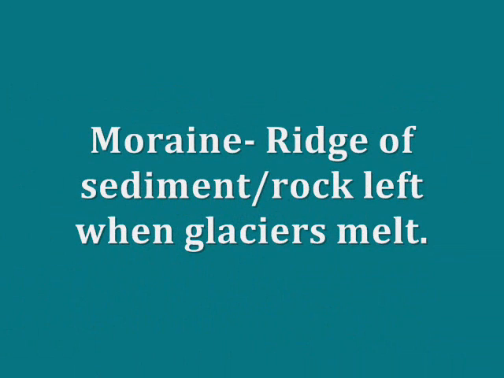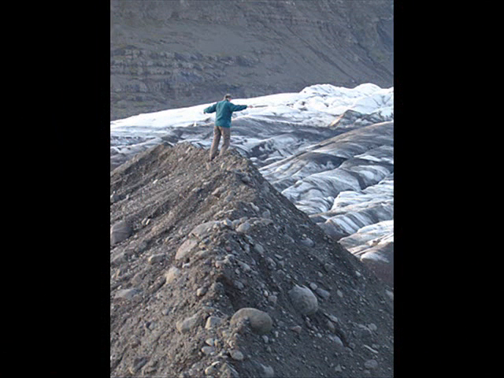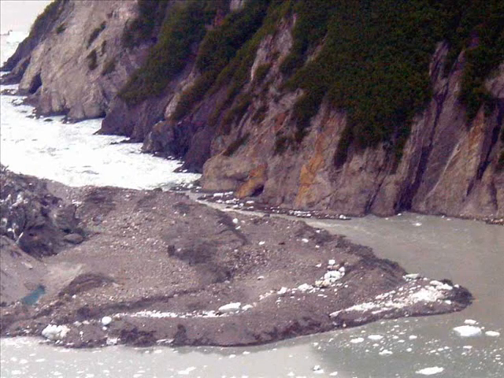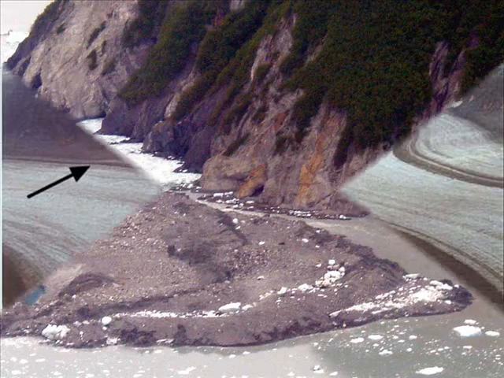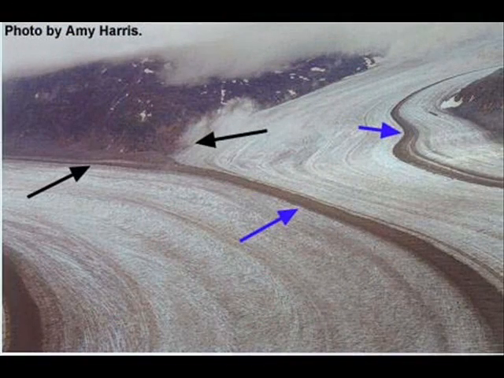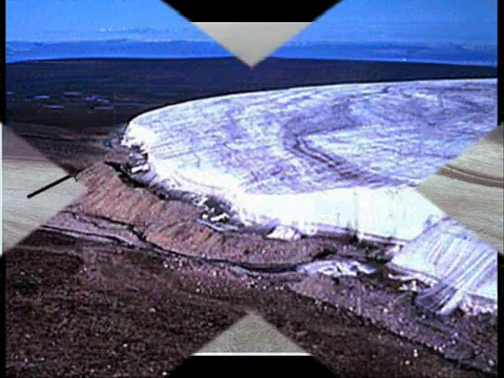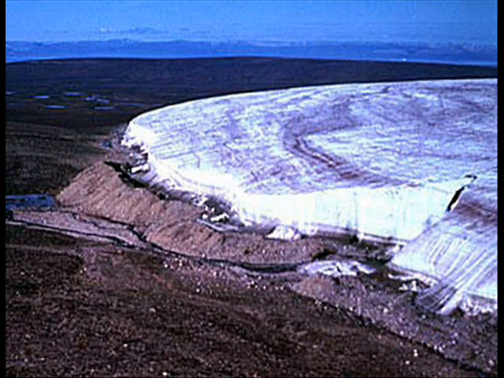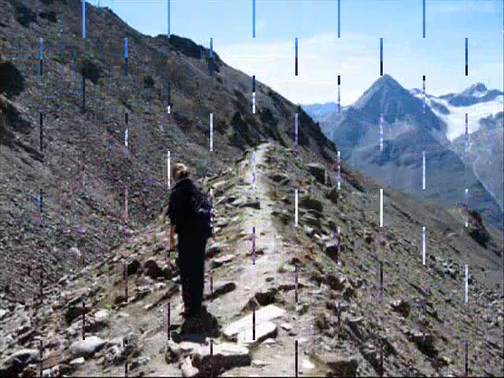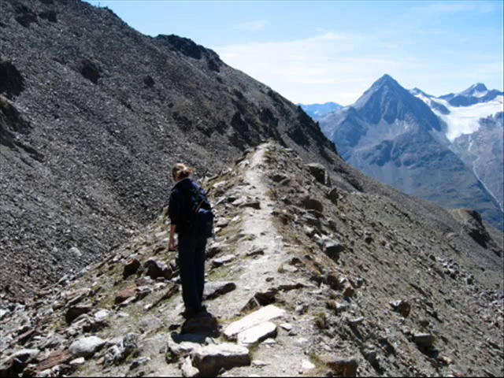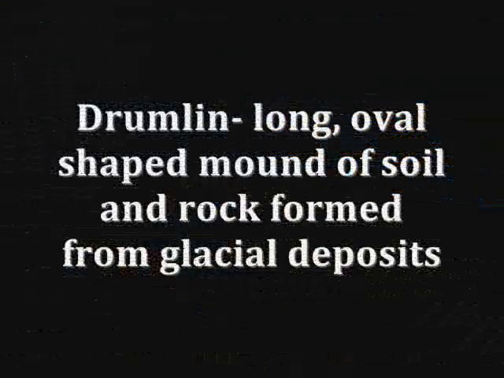The next example is a moraine, which is a ridge of sediment or rock left when glaciers melt. The person in this picture is standing on top of the moraine. The arrows are pointing to the moraines in this picture. And another person standing on top of the moraine.